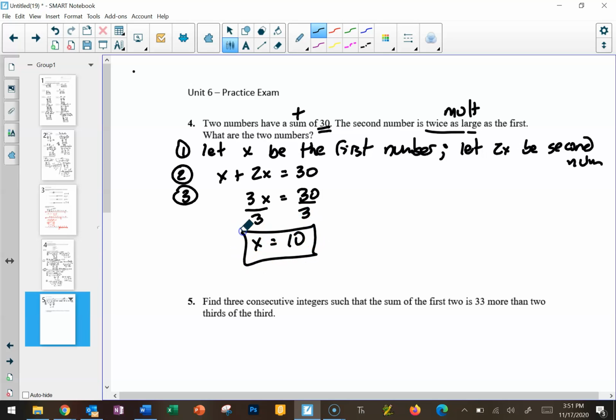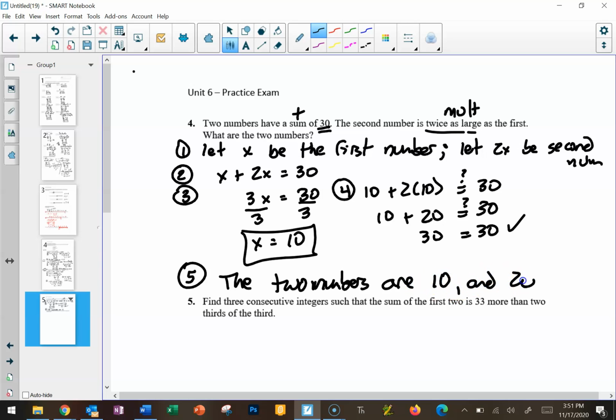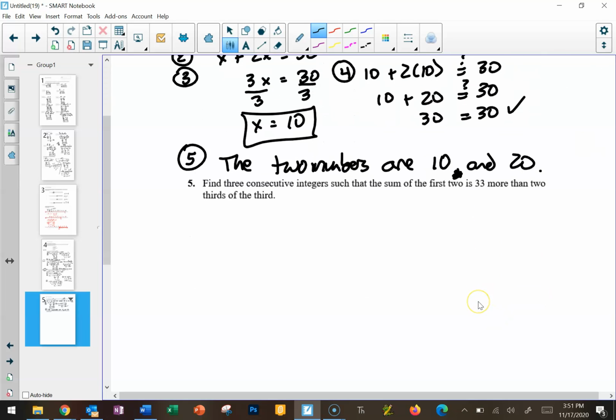So we're thinking 10 is the number, but we need to plug it into the original, right? So if this is indeed true, then x is 10, plus 2 times 10 needs to equal 30. And we can see it does, right? 2 times 10 is 20. Does that equal 30? 30 equals 30. It checks. So that was the fourth step, which was the verification. And the fifth step is the two numbers are 10 and 20. I guess I need a comma there. 10 and 20. And 20 is indeed twice as big as 10.